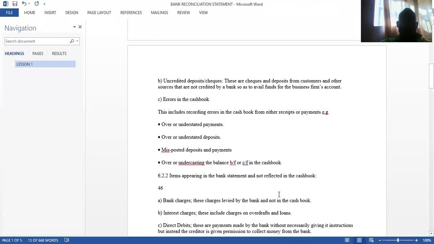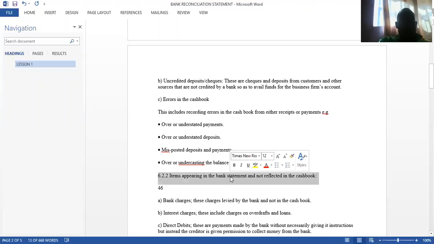Then we move to items number 2. Items number 2 are categorized as items appearing in the bank statement but not reflected in the cash book, meaning that they are in the bank statement, but when you try to locate them in the cash book, they are not to be seen. These items are as follows.